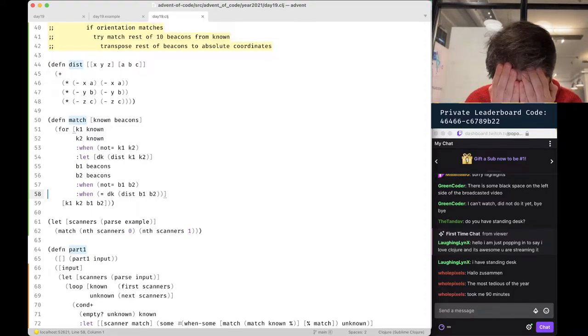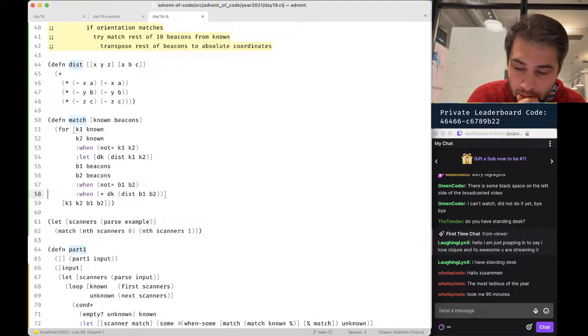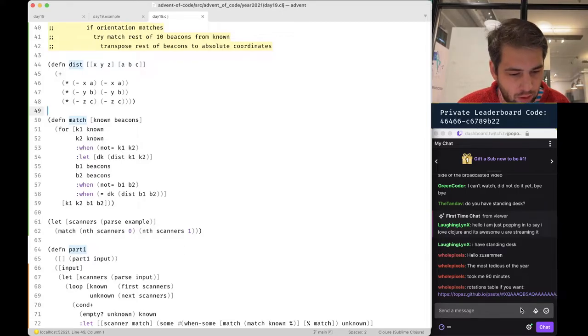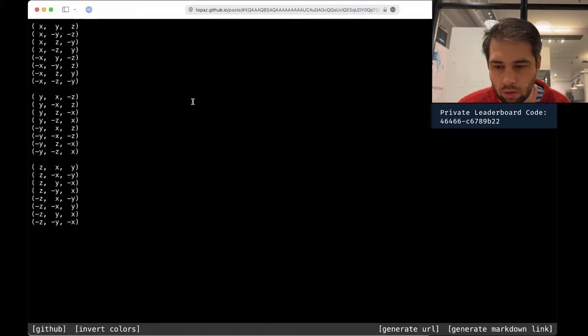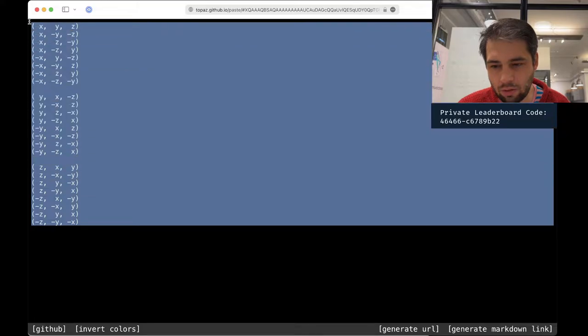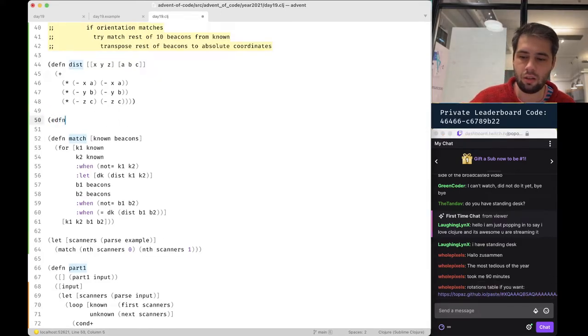If only I remembered how to do matrices. Well, rotation table if you want. Yeah, this is what I was about to do. Kind of. Yeah. Rotations.